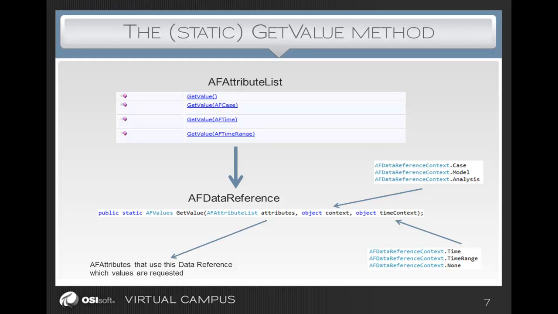If you do not implement this method, AF SDK will call the instance GetValue method repeatedly with the appropriate translated context. This also works, but there are situations where you want a more highly optimized data reference. So then it will be best to implement this.